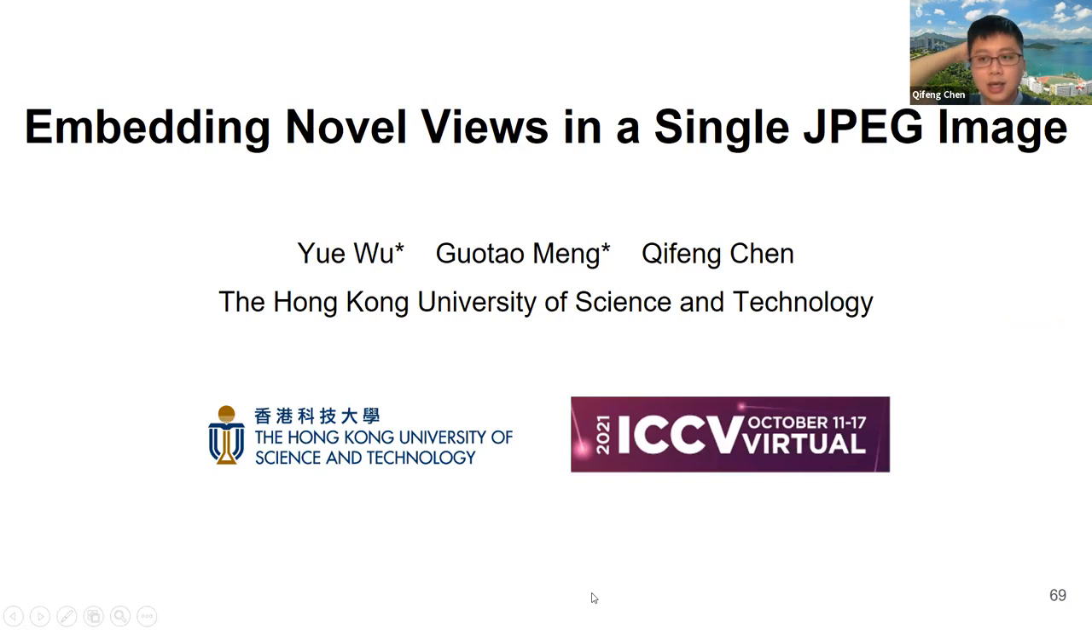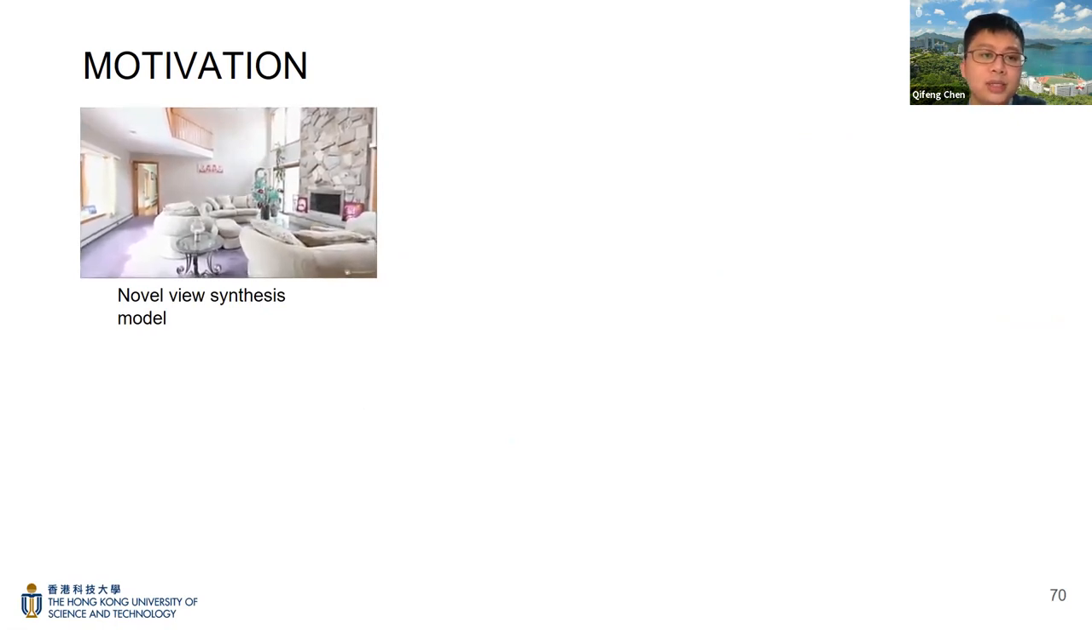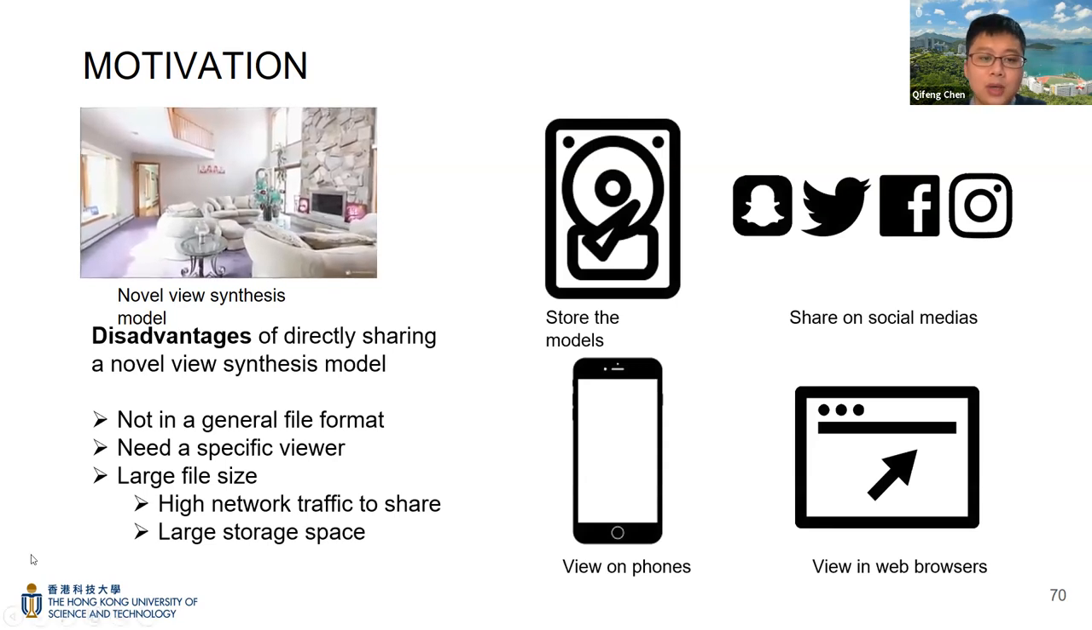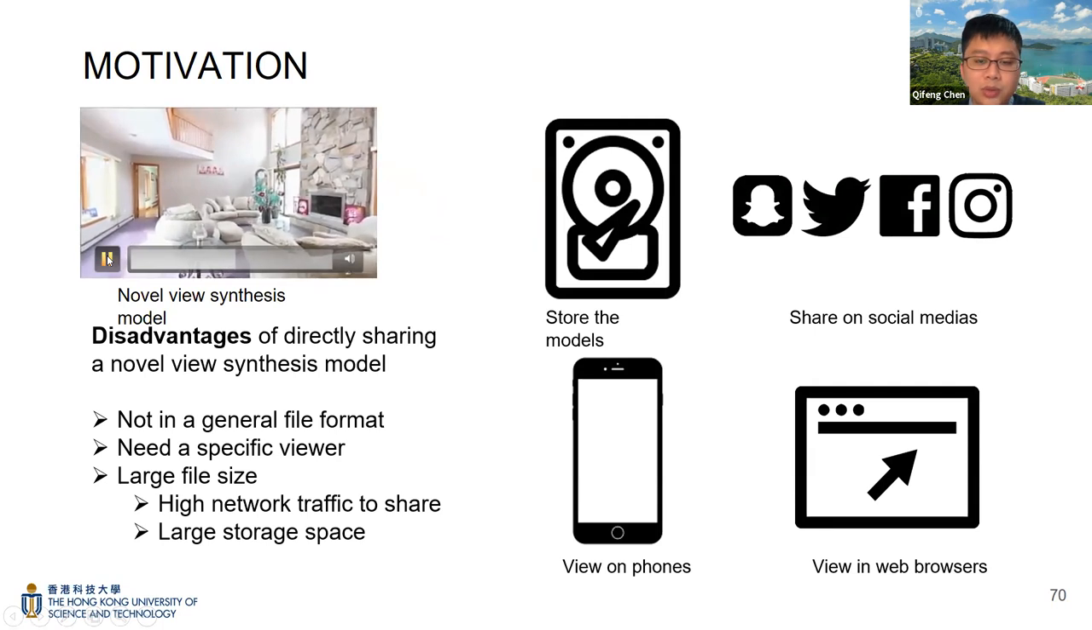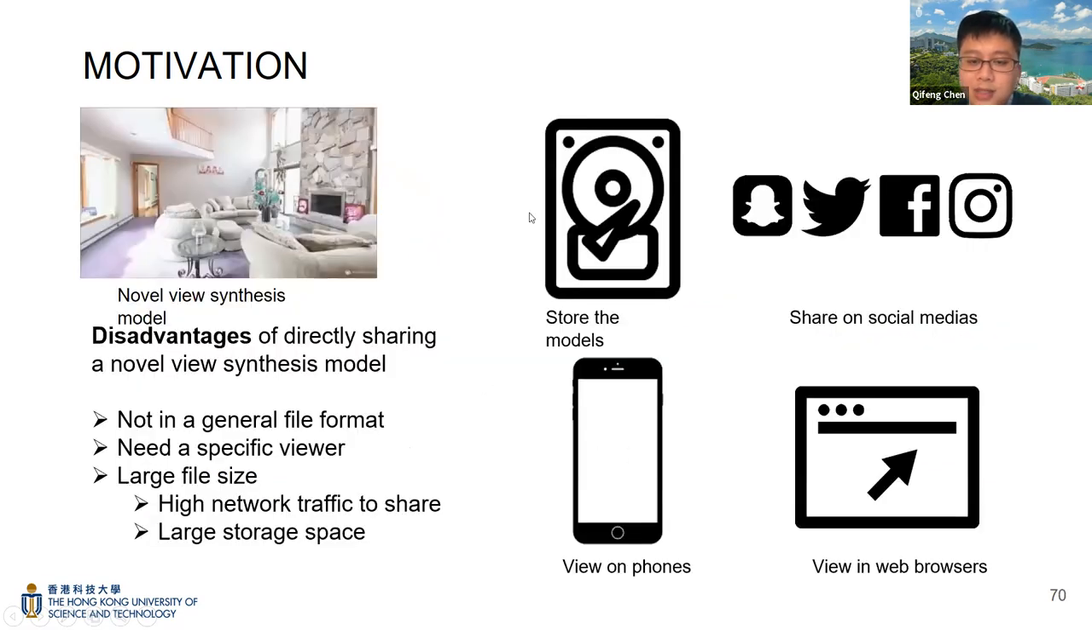All right, lastly, I will introduce a work about how we can see the scene in 3D from a single JPEG image. Nowadays, there is a lot of research on how we can generate novel views. And there is a question: how can we store these novel view models? It's not easy to share this model on the internet, and also the model may be large. So there is no generic file format for this. So maybe we can consider having a unified format so that we can see all of this data on social media, on the web browser, on phone.